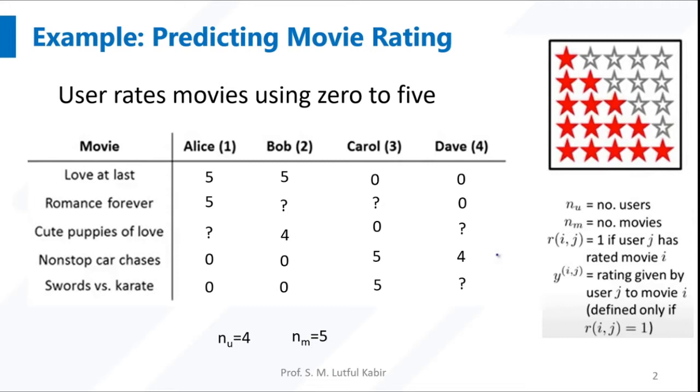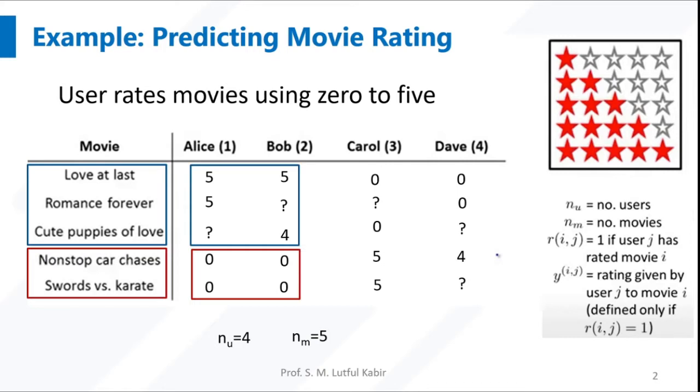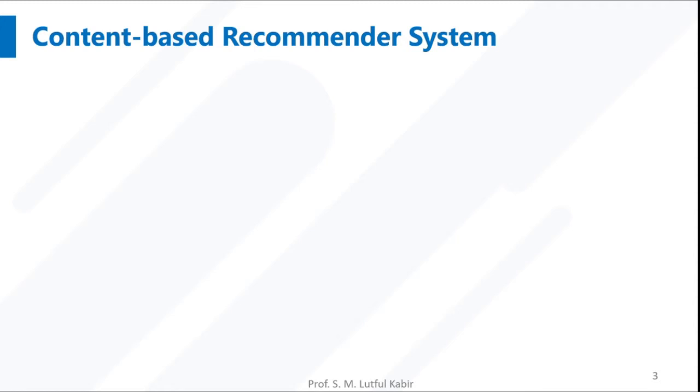So the next step will be how to find out the values or ratings in the question marks. We may see from the names of the movies: Love at Last, Romance Forever, Cute Puppies of Love. Those are romantic movies. And the other movies, Non-Stop Car Chases and Swords versus Carrot, may be action movies. And you can see the ratings. The first group is rated in the order of 4 and 5, and in the second group, Alice and Bob rated them 0. On the other hand, you can see Carol and Dave, they didn't like the romantic movies, rather, they liked the action movies.